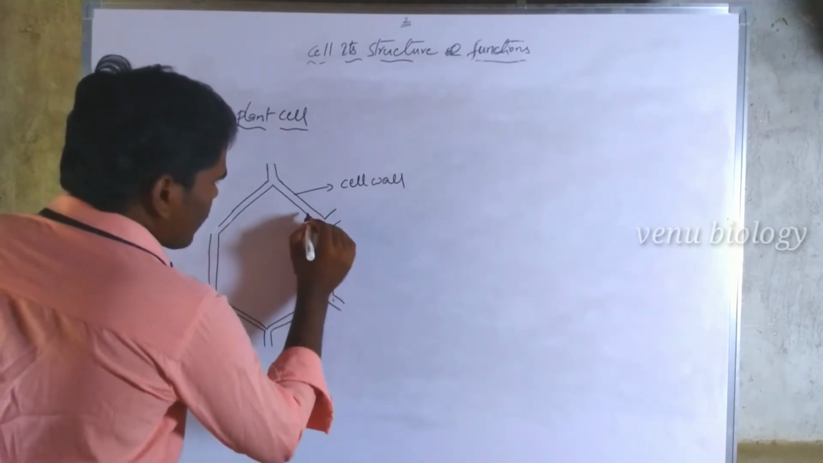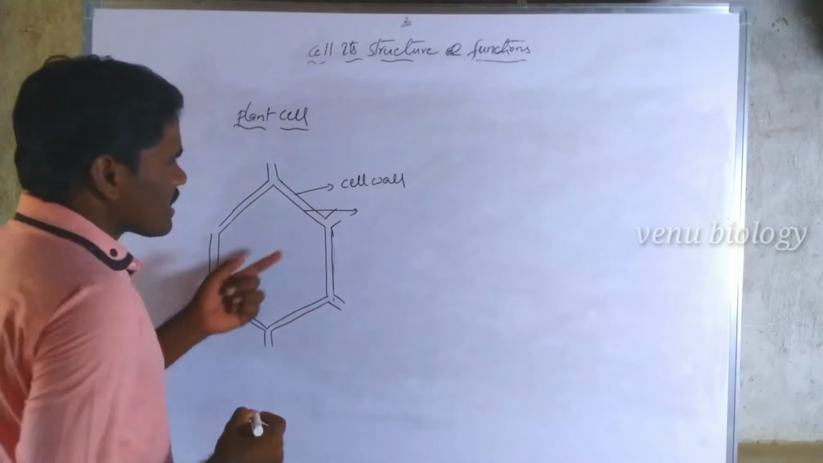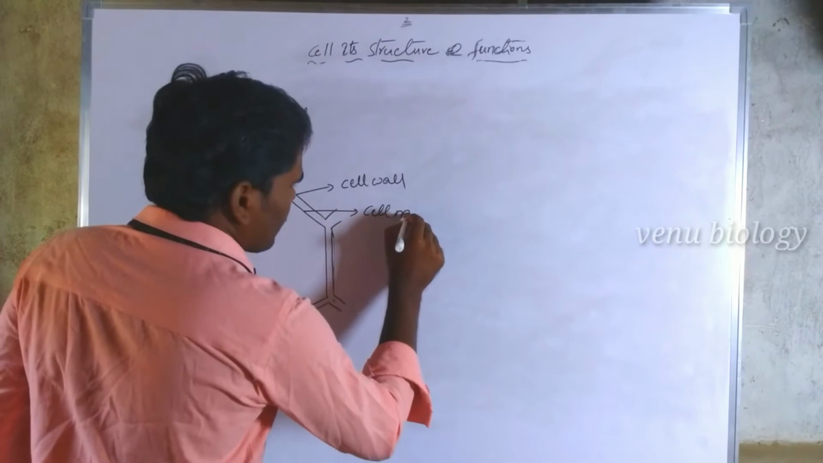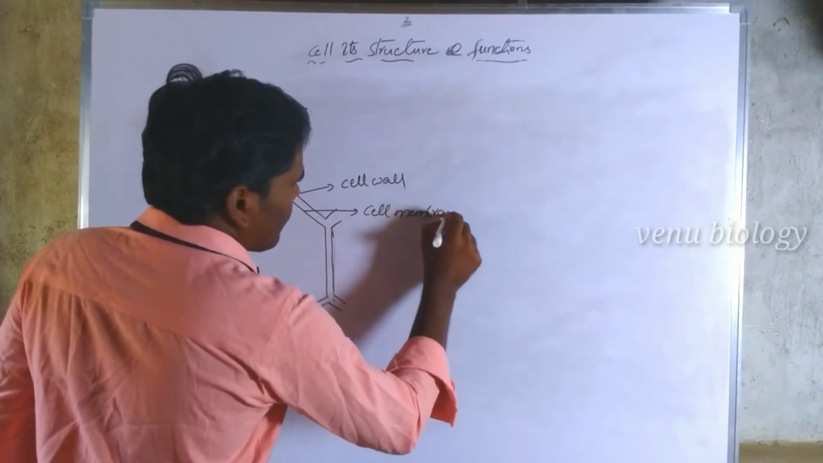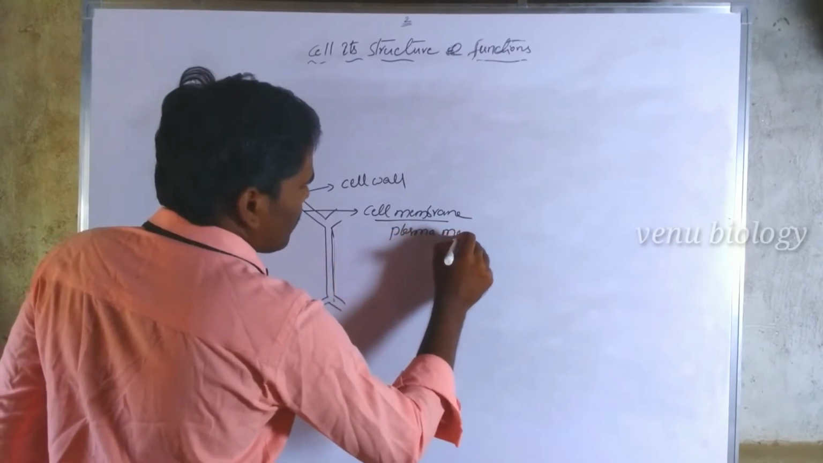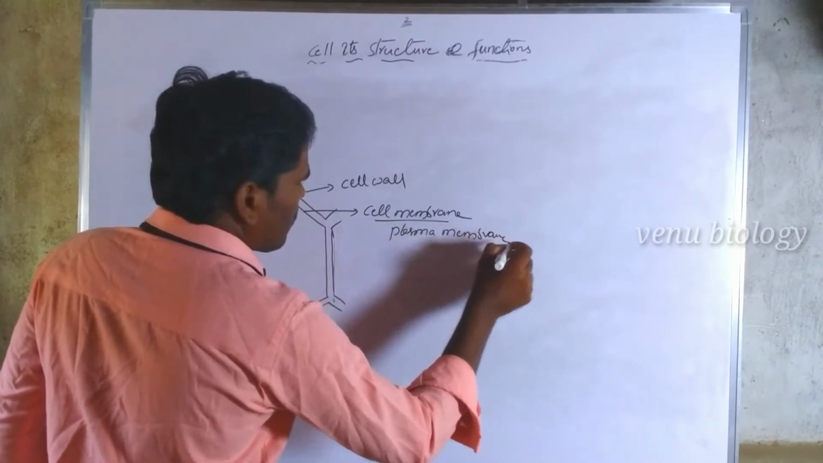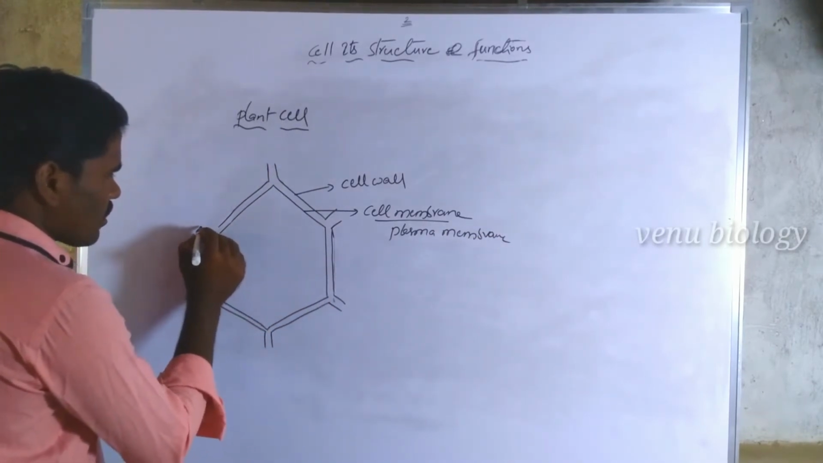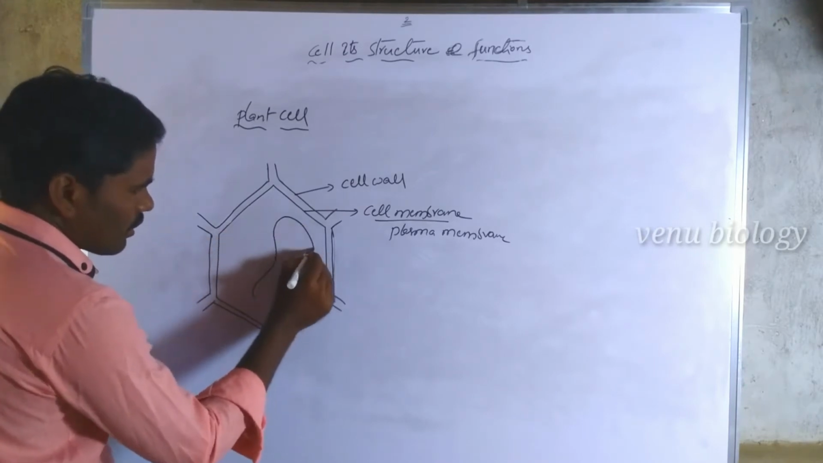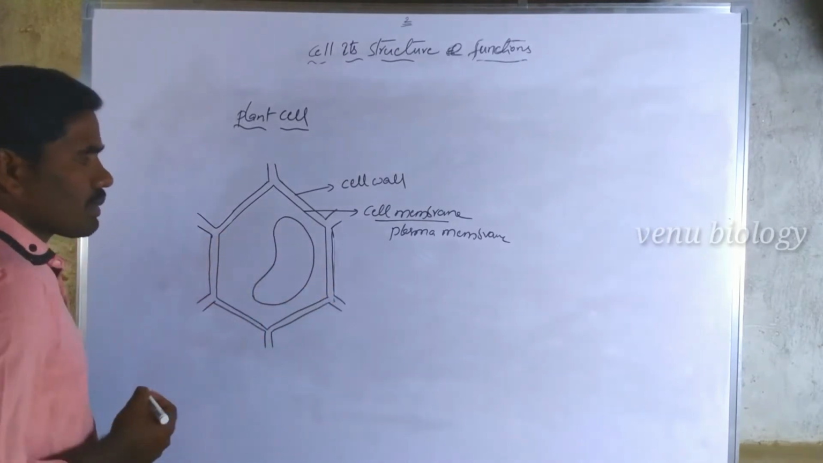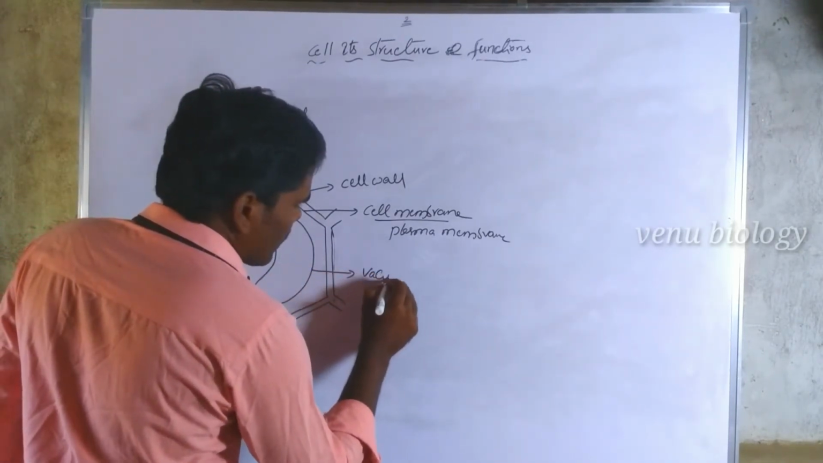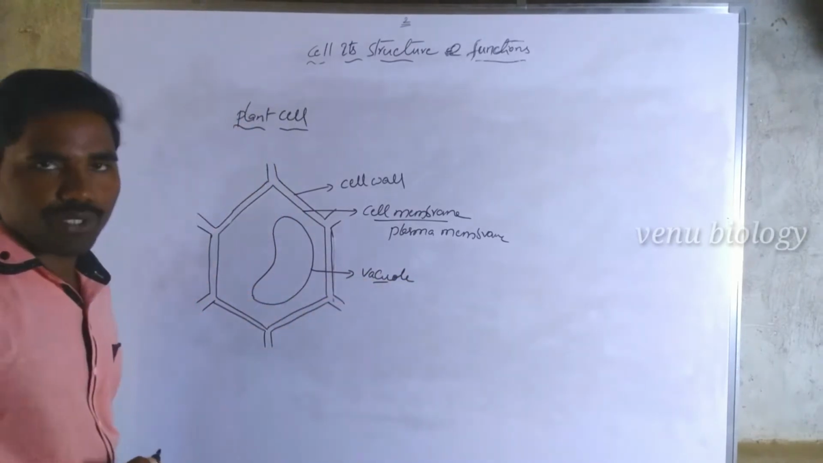Below the cell wall there is another layer. This is a thin and porous layer. This is the cell membrane, also called the plasma membrane. Most of the plant cell is occupied by a large vacuole. About 80% of the space is occupied by this large vacuole.